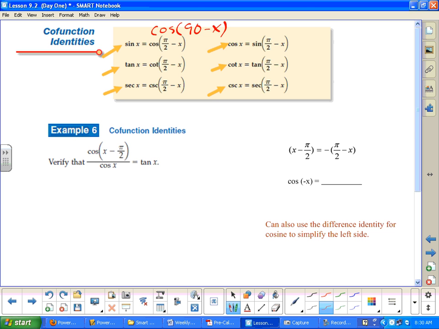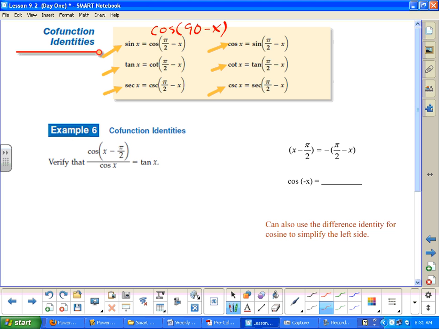Now you can do two things. We're going to talk about these co-functions, but if you really wanted to, you could just use the difference identities for that function to find that answer. You wouldn't have to use the co-function. Okay? So they want us to verify that the cosine of x minus pi over 2 divided by the cosine of x equals the tangent of x.